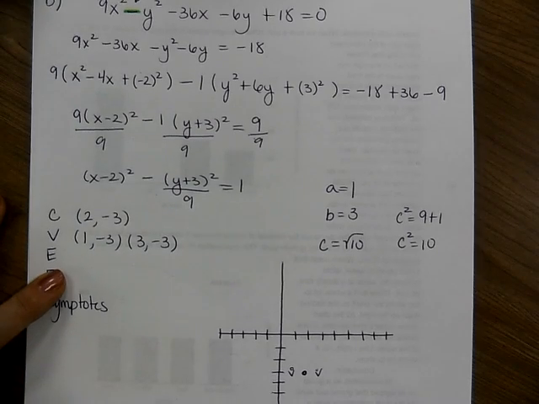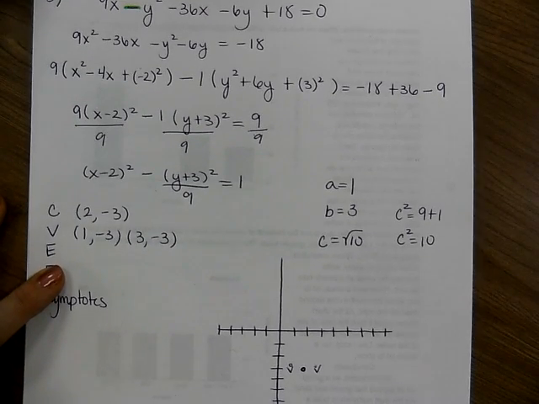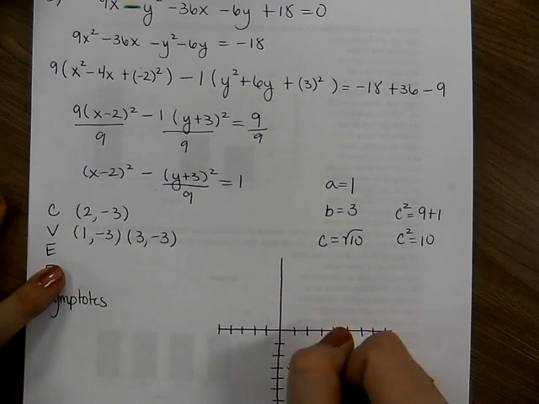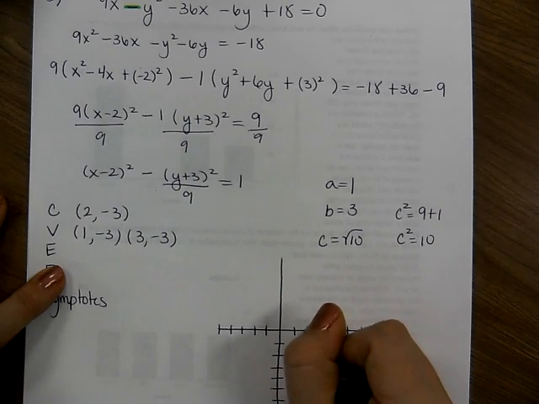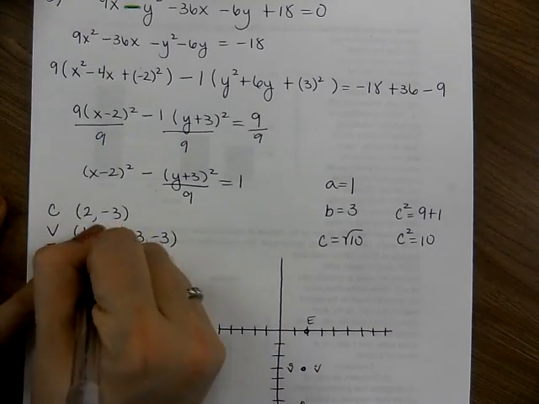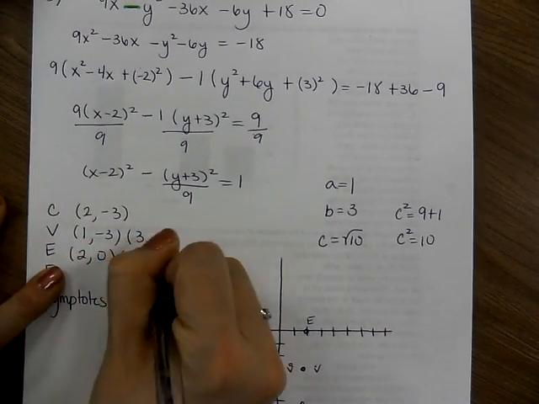Now I'm going to put the endpoints in because it's going to help me to make my most accurate picture, and it's going to help me to find the asymptotes. So the endpoints are a distance of 3 away, and don't I have to count up and down? So here is one of them, here is the other. So those are going to be located at 2, 0, and 2, negative 6.